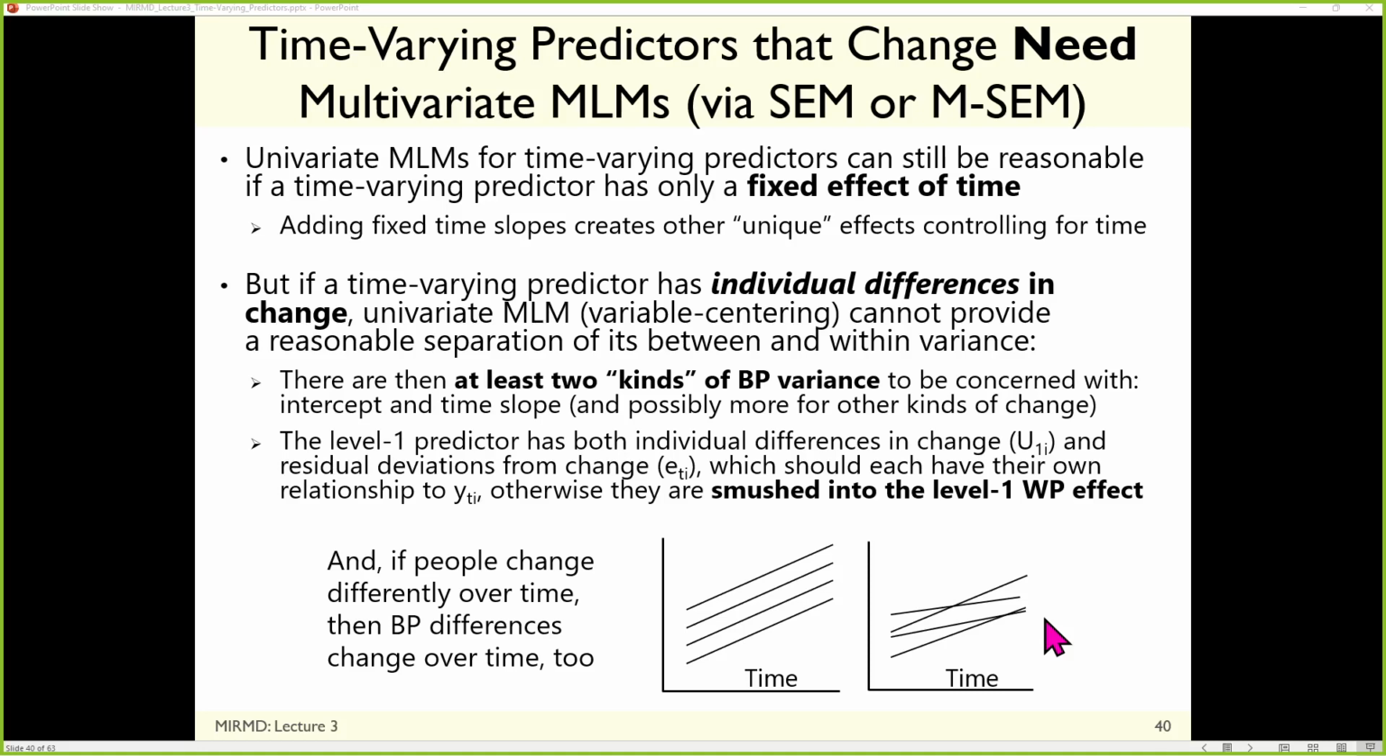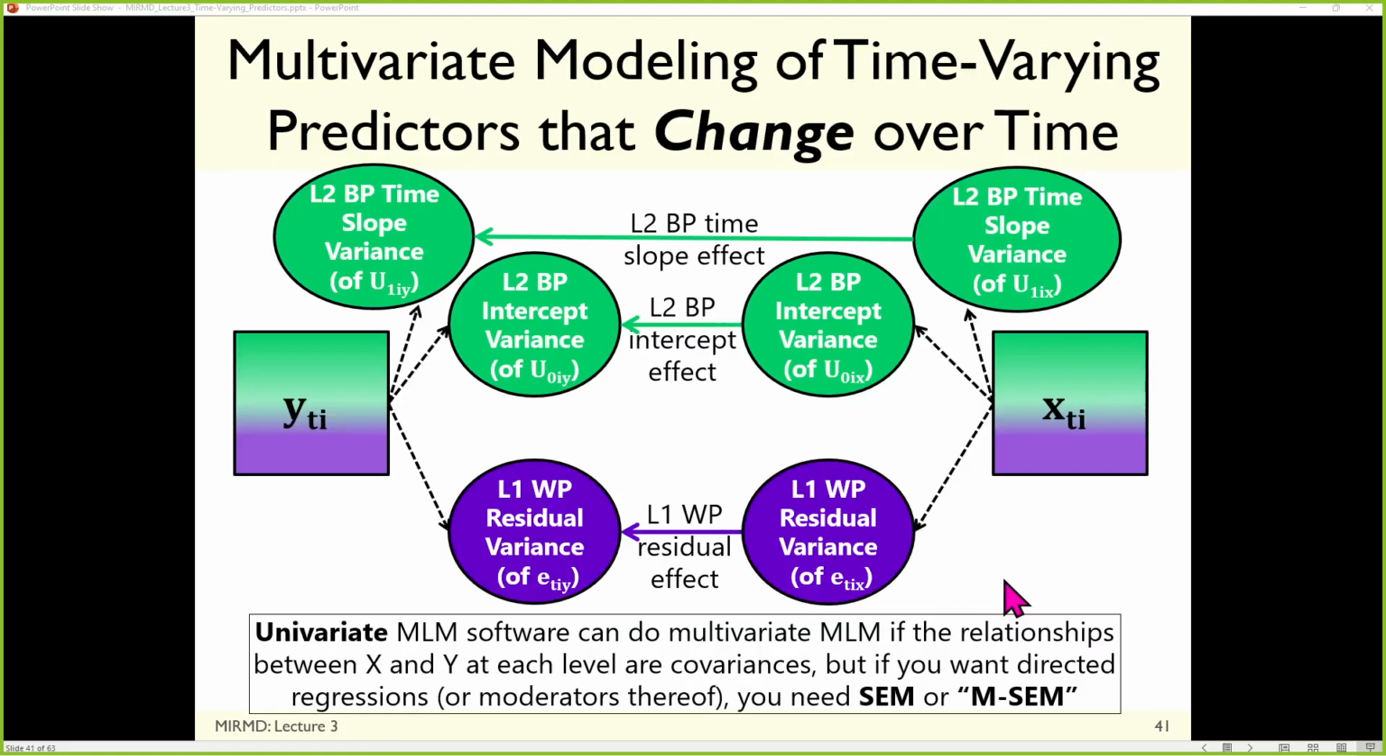So this time slope variance, what I call between-person time slope variance, meaning random slopes for change over time, have to be extracted from the X as well. So then you end up with a picture that looks something like this conceptually, where we've got intercept differences in both X and Y that can be related to each other, time slope differences in X and Y that can be related to each other, and then within-person residual deviations around the growth curves that can be related to each other.